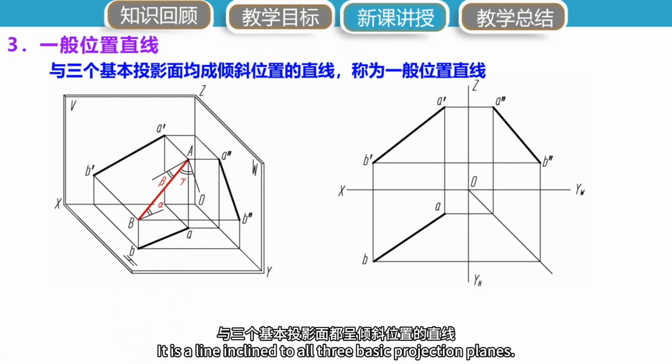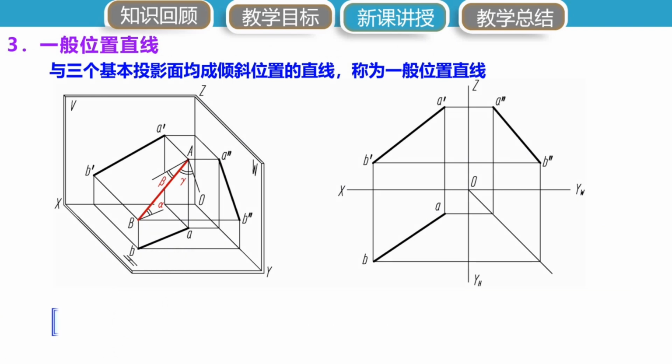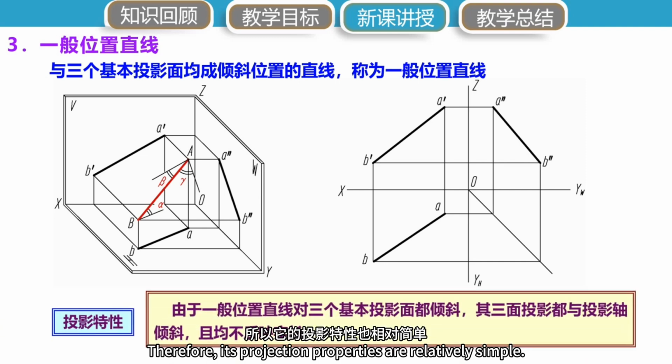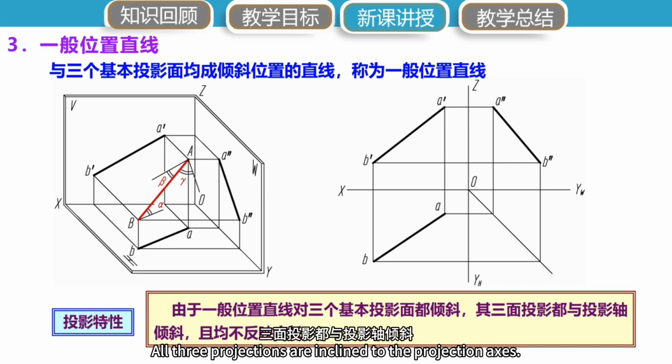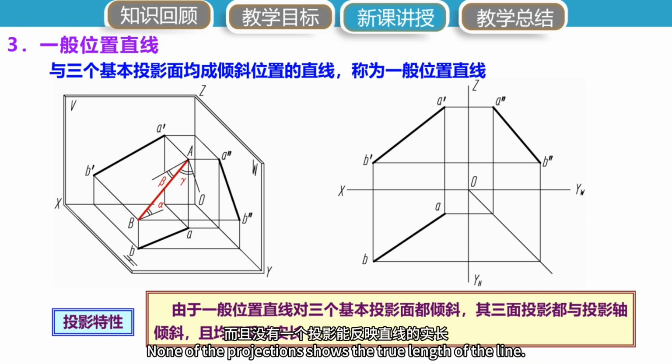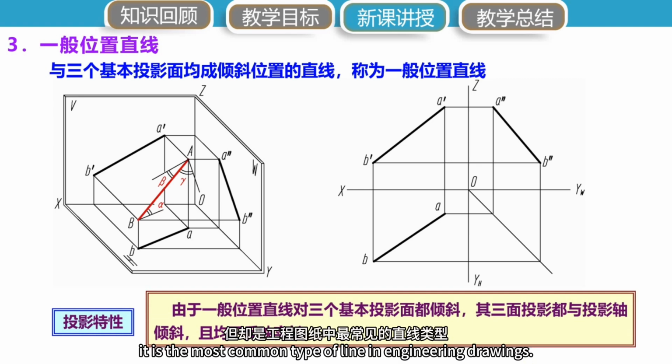It is a line inclined to all three basic projection planes. It is neither parallel nor perpendicular to any projection plane. Therefore, its projection properties are relatively simple. All three projections are inclined to the projection axis. None of the projections shows the true length of the line, nor can they directly show the angle of inclination to a projection plane. Although it appears ordinary, it is the most common type of line in engineering drawings.